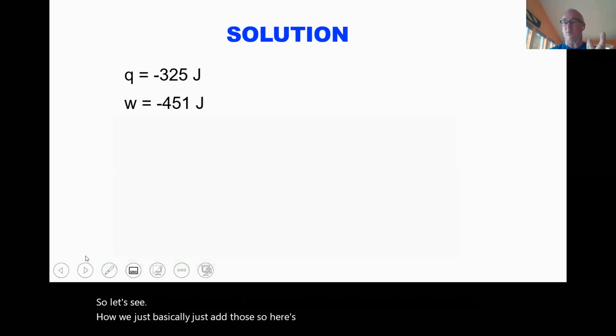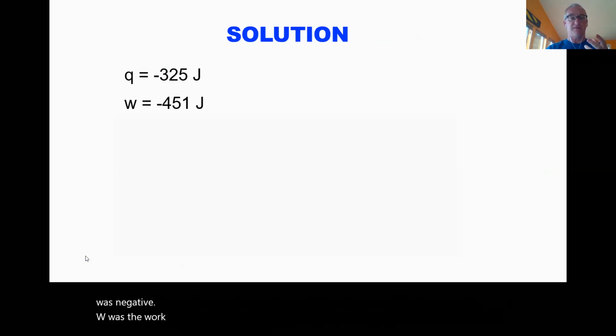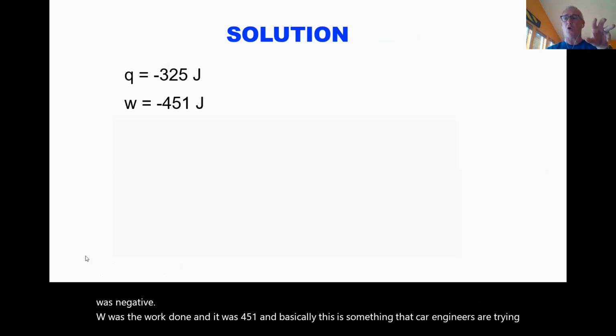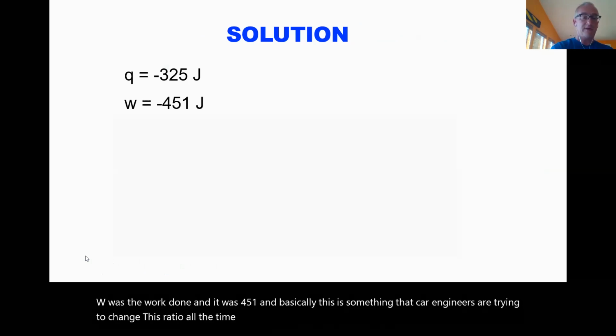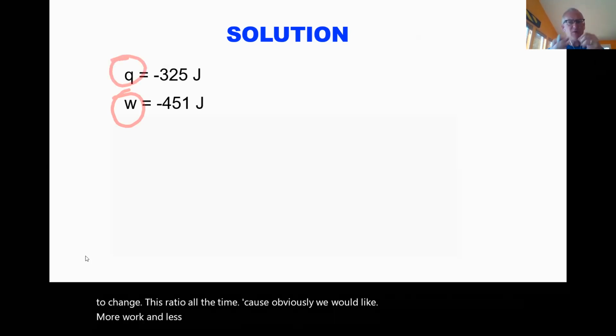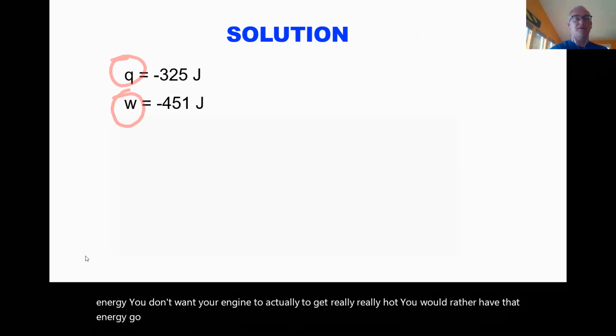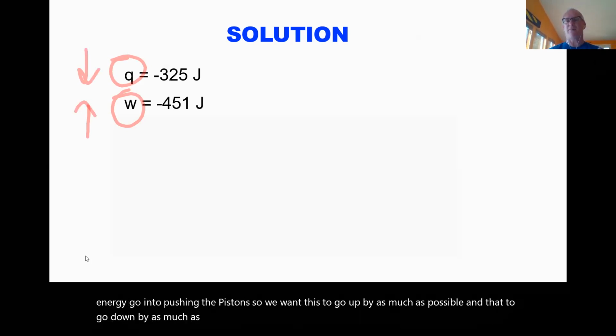Q, you remember, was 325, and we figured out it was negative. W was the work done, and it was 451. And basically, this is something that car engineers are trying to change, this ratio, all the time. Because obviously, we would like more work and less heat, because the heat doesn't do anything for us. The heat is just wasted energy. You don't want your engine to get really, really hot. You would rather have that energy go into pushing the pistons. So we want this to go up as much as possible and that to go down as much as possible. That would solve a lot of problems.